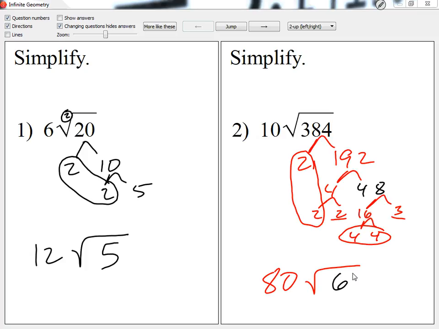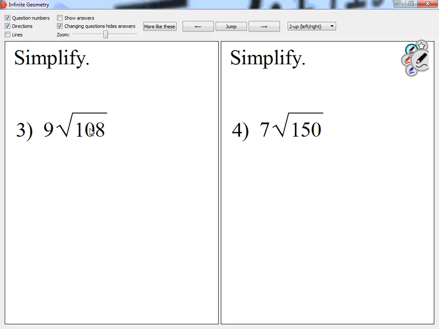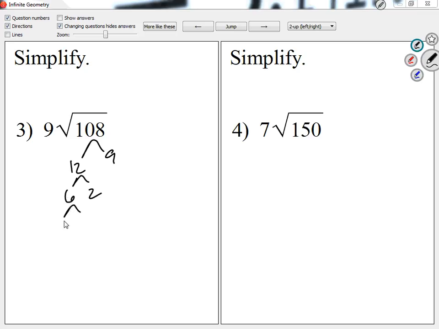Any questions on the first 10? Alright, let's take a look at question number 3. 108. Give me two numbers that multiply to equal 108. 12 and 9. Alright, what about 12? 6 and 2. What about 6? 2 and 3. I'm just going to put them like that so I can group up the 2's. What about the 9? 3 times 3, that's another group.